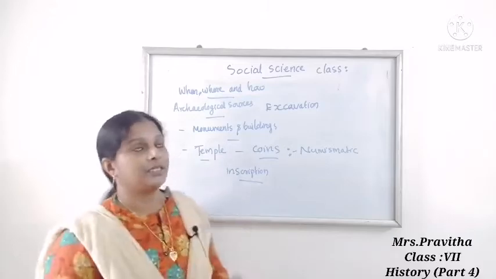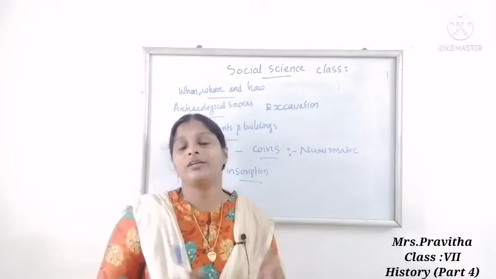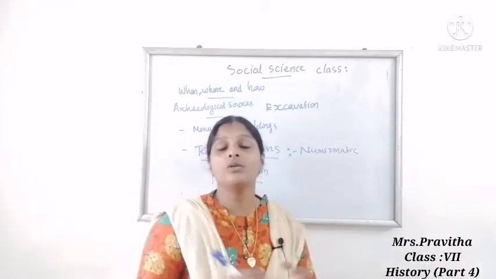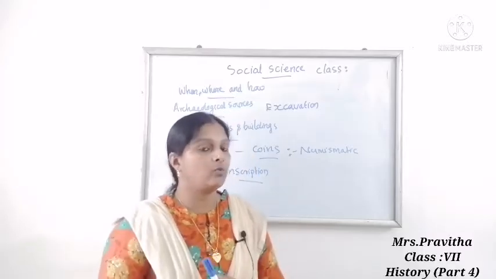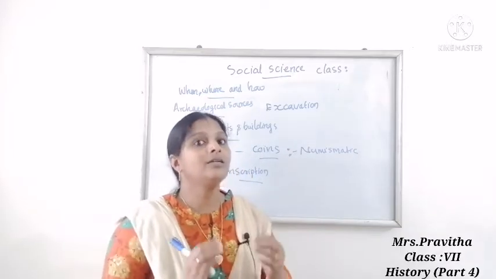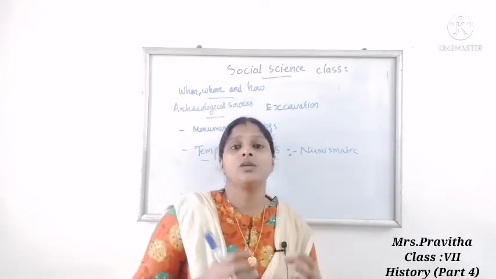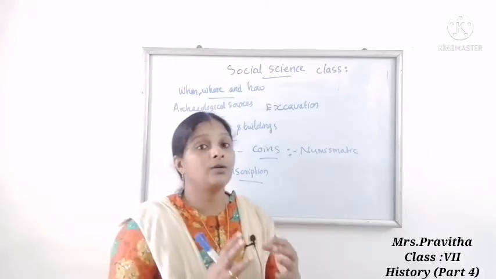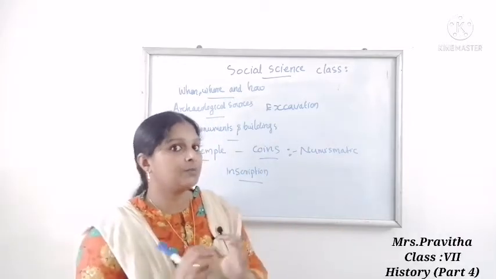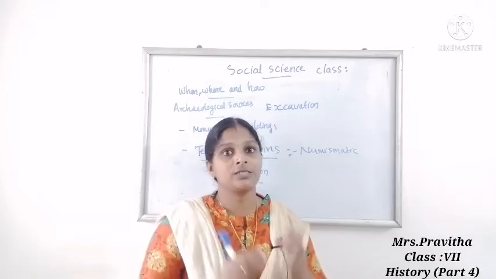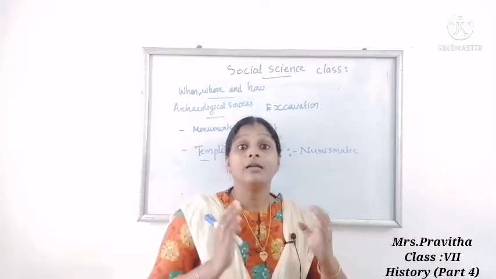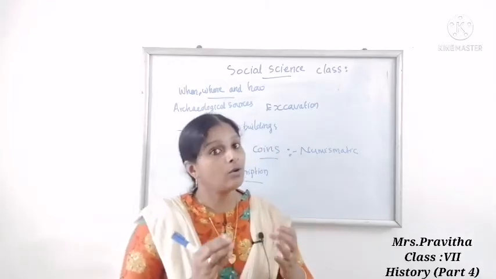Inscriptions, as you already learned, are mainly written on stone surfaces, copper plates or temple walls. This inscription also gives a lot of information about that particular period or which ruler made that inscription. Some inscriptions contain royal orders. For example, we studied last year the inscriptions made by Mauryan Emperor Ashoka. Ashoka's inscriptions contain royal orders.